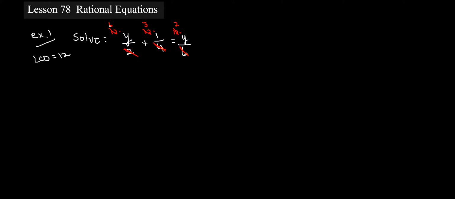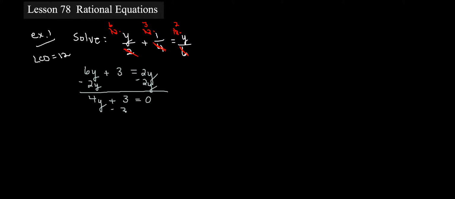So we get 6 times y is 6y plus 3 equals 2y. And now the problem is super simple. We'll subtract the 2y from both sides. Don't let this scare you when you see what happens here. So we get 4y plus 3 equals 0. Don't let that panic you, it's okay.